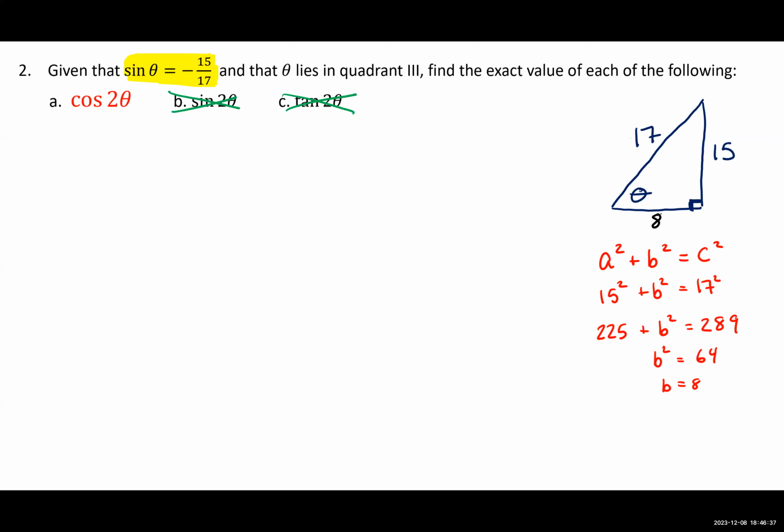So now it's very similar to problem number 1. So let's go through this a little bit quicker, just because we already did it. The cosine of 2 theta is equal to 2 cosine squared theta minus 1, which is equal to 2 times, well, what's the cosine of theta? Cosine is adjacent over hypotenuse. So adjacent is 8, hypotenuse is 17, and that's squared, minus 1.